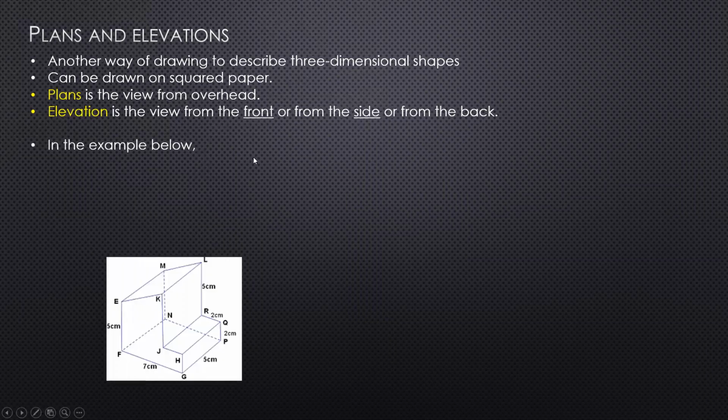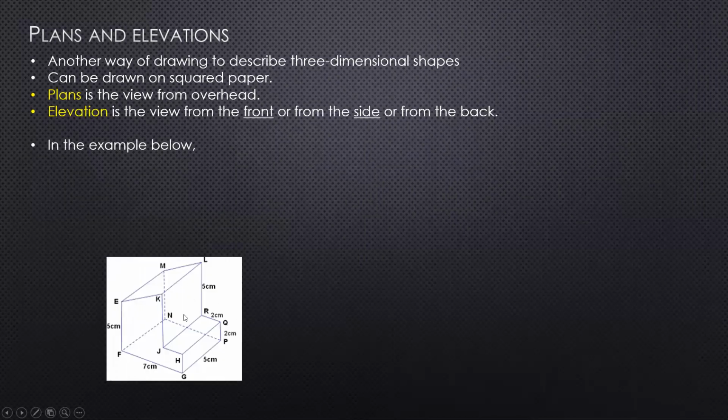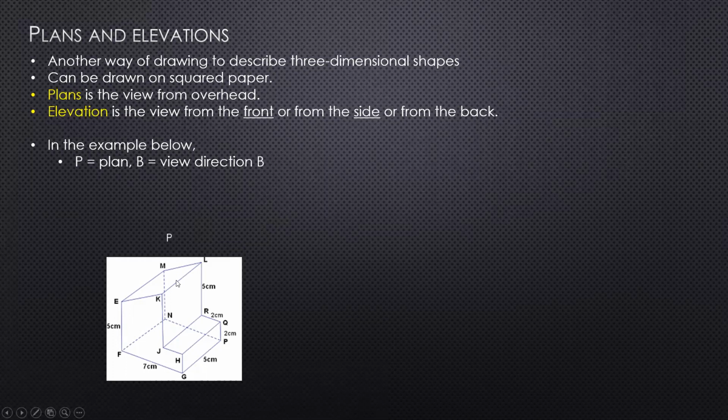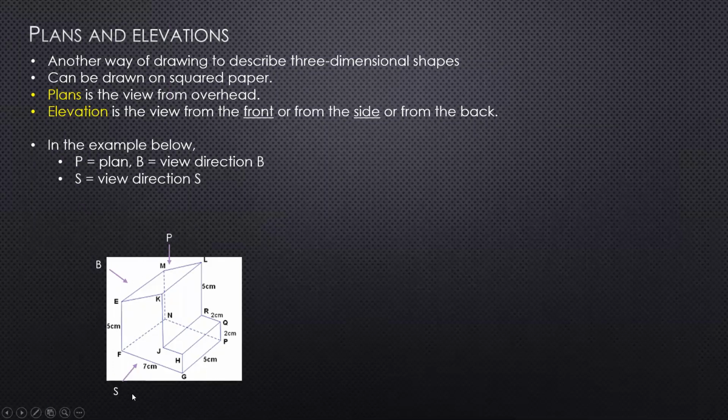All right. For example, like this, I want to draw this on this square paper. P will be the direction from the top. You look down, then what you see. And then B is the direction from B. That means you're standing at B, you look at this thing, then what you see. And then we have S. This P, B, S is just a symbol. It can become A, B, C or X, Y, Z, other things. It's not necessarily P and so on.